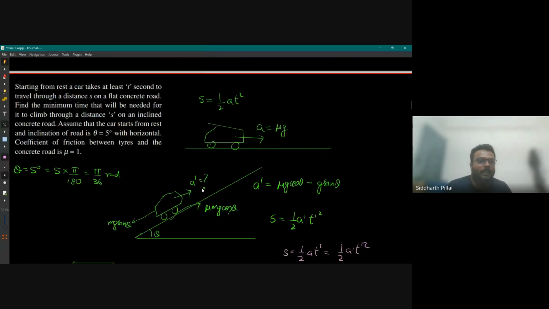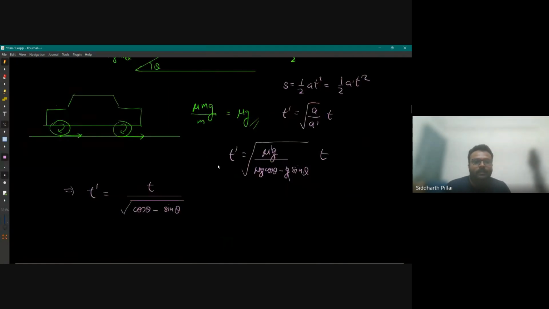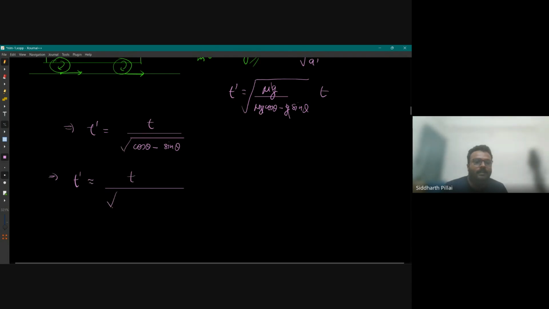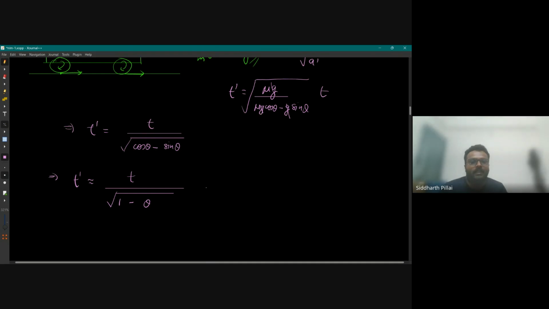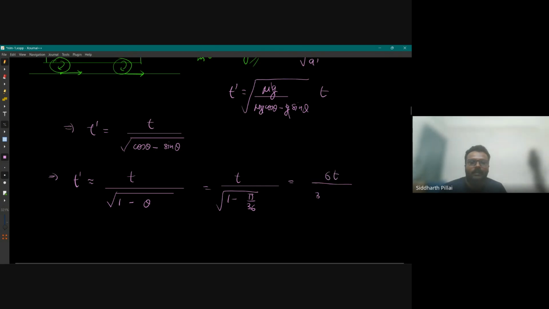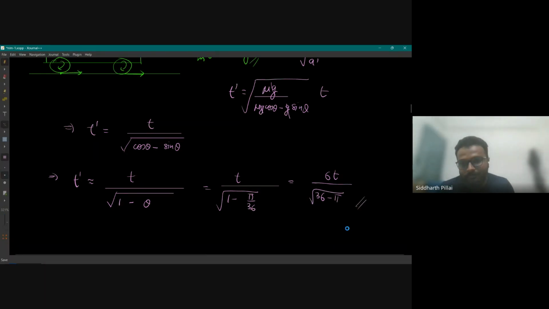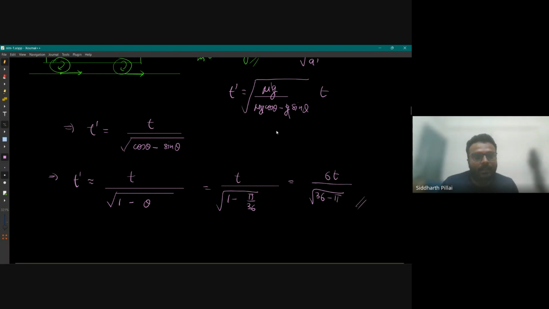For this particular problem, theta is given to be a small angle, 5 degrees, which is pi by 36 radian. And for small angle, we can assume cos theta as 1 and sine theta as theta. And substituting the value of theta, we'll get t by root of 1 minus pi by 36. So that is 6t by root of 36 minus pi. This is the answer given in your DPP. Is it clear?